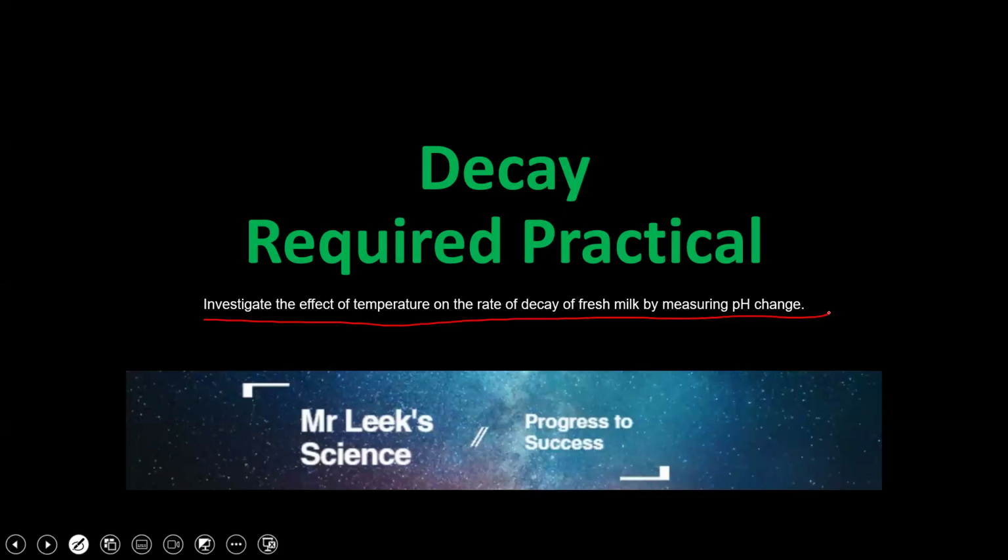So I suggest that what you actually do, just to impress me after that last required practical, is on a piece of paper, write down the method for the decay required practical. Daniel, can you write it? Just write it, because tomorrow you might get asked to write it. If you write it down now, and then I say anything different to what you've written, then add it in.